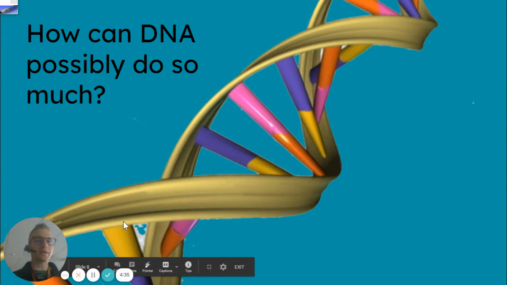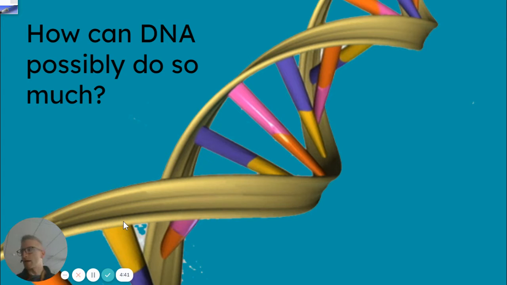So, how can DNA possibly do so much? DNA is a huge book of information. In fact, I have the book of information right here. Now, this is book 1 of 26 for chromosome 1, or book 1 of 340 for all of your DNA. It's a huge amount of code inside of each and every one of our cells.